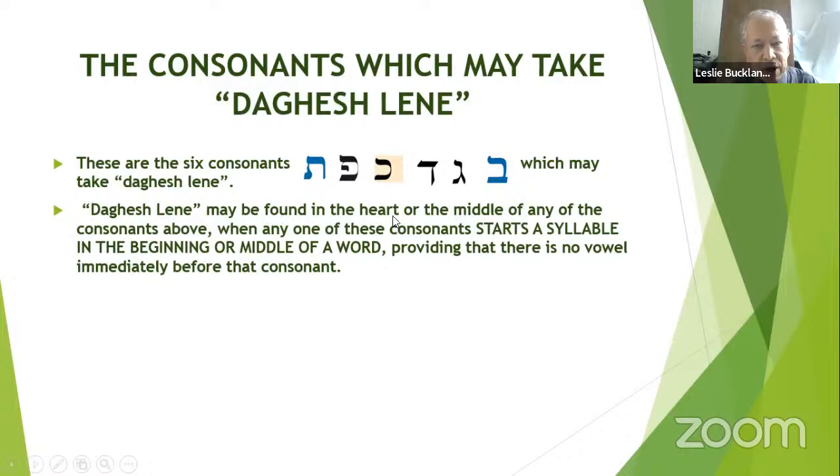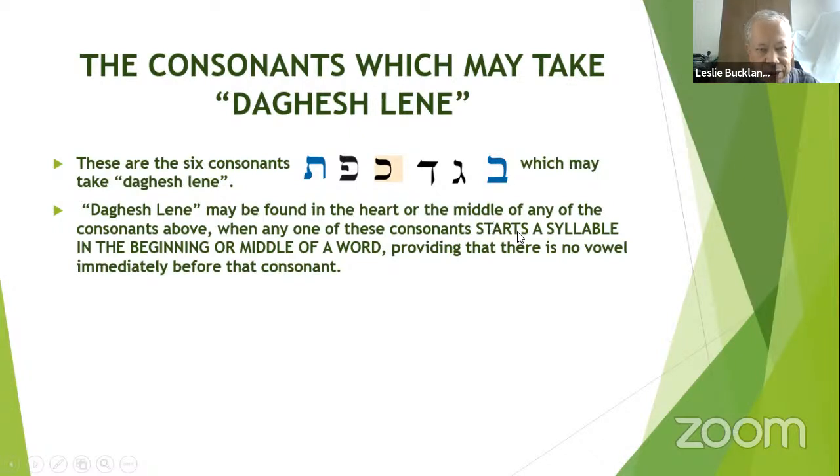Dagesh lene may be found in the heart or the middle of any of the consonants above, when any of these consonants starts a syllable in the beginning or middle of a word, providing that there is no vowel immediately before that consonant. So if Vaith comes at the beginning of a word or in the middle of a word and it starts a syllable, then it does have the qualification or the condition necessary to receive a dot in the middle of it.